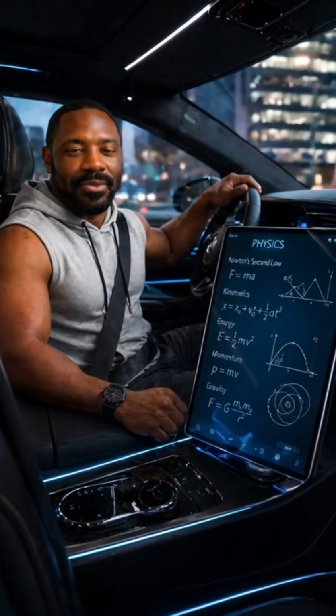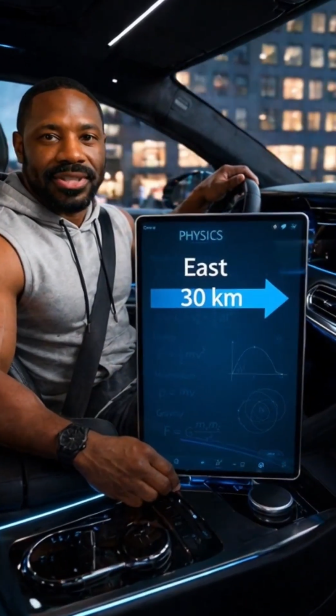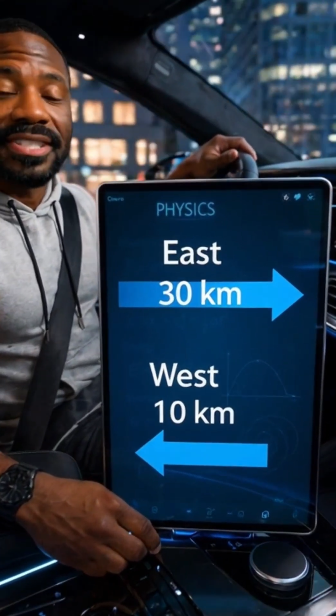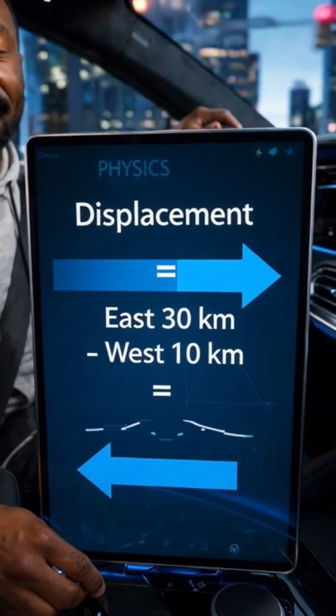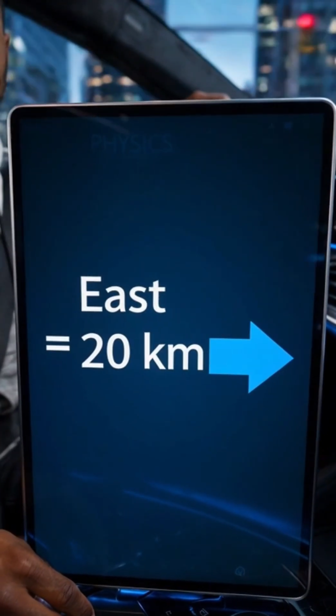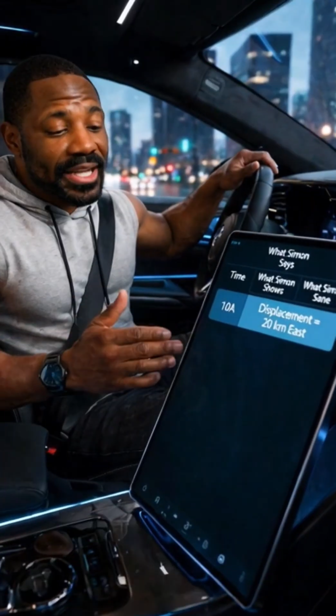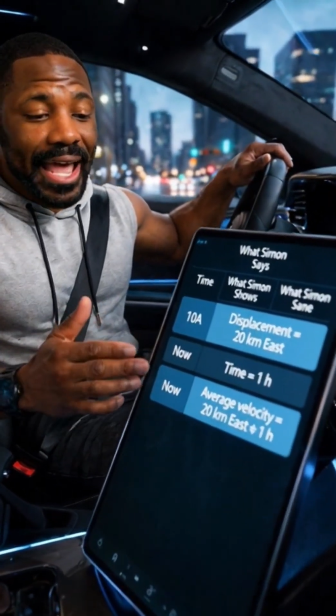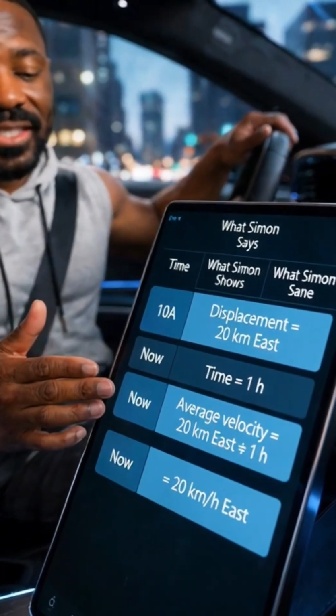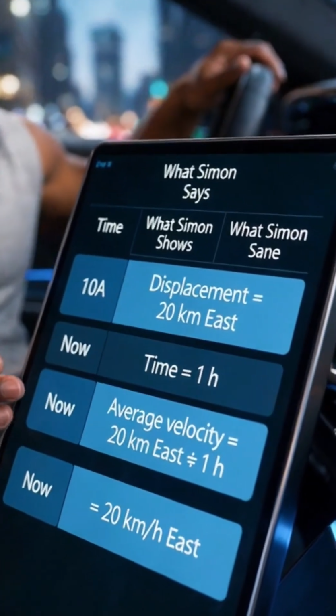A real life example. I drive east 30 kilometers. Then I drive west 10 kilometers. To find displacement, east 30 minus west 10. 30 minus 10 equals 20 kilometers east. Now we compute average velocity. Displacement equals 20 kilometers east. Time equals 1 hour. Average velocity equals 20 kilometers east divided by 1 hour, so 20 kilometers per hour east.